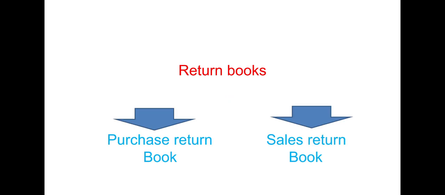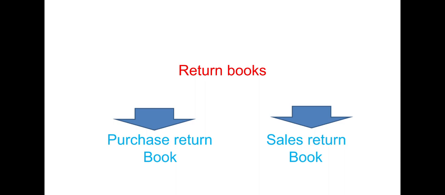Okay, our today's topic is written books. Now in written book, students, we are going to learn two written books today. One is purchase written book, and the other is sales written book. Purchase book we have already learned, sales book we have already learned. So you know about purchase book and sales book. Now today we are going to learn about purchase written book and sales written book.